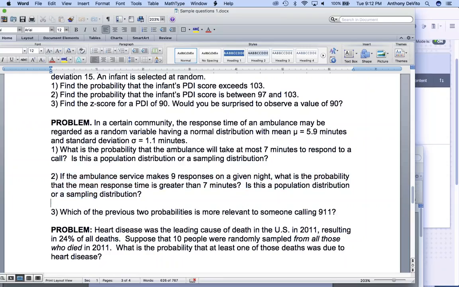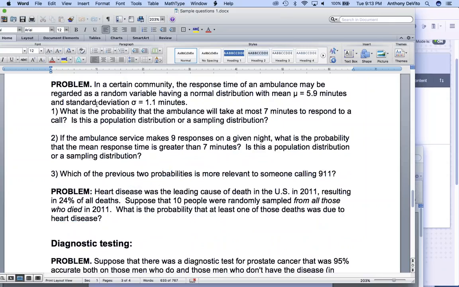distribution. I'm not in love with this problem. This problem's a little confusing, but I'm going to take my best shot at it. Okay, so let's take a look at this first part. What is the probability? The mean response time for an ambulance is 5.9 minutes. Okay, that's our mean. Our standard deviation for the response time is 1.1 minutes. So most of the response times are going to be clustered around 5.9 minutes. So what's the probability that the ambulance will take at most 7 minutes to respond to a call?